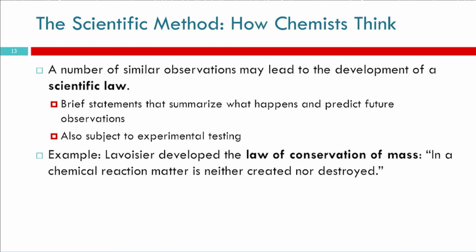A scientific law, this one's important, is a brief statement that summarizes what happens and predicts future observations. So the law of gravity. Right? If I take my keys and I let go of them, they fall to the ground. Based on the law of gravity, we could say that every time I do that, my keys are going to fall and hit the ground, which is different than a theory.